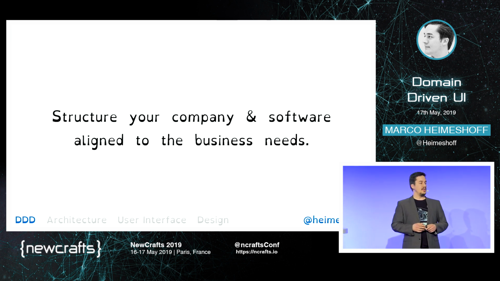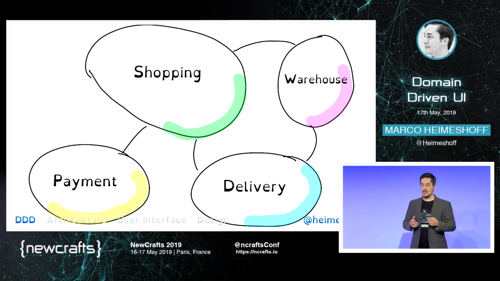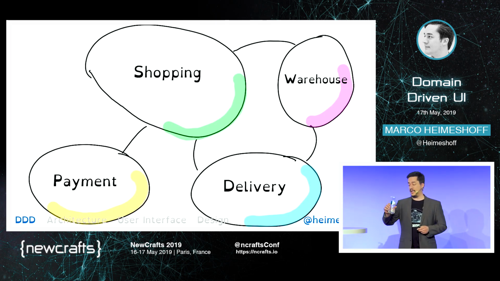So what we need to do is figure out what our customers actually want, and we need to build a system that is surrounding these problem spaces and not our technical expertise. So we don't want to have a database team and a UI team and a domain team. We want to have cross-functional teams that can care about shopping, warehousing, delivery, payment, or wherever our subdomains might be in our business.